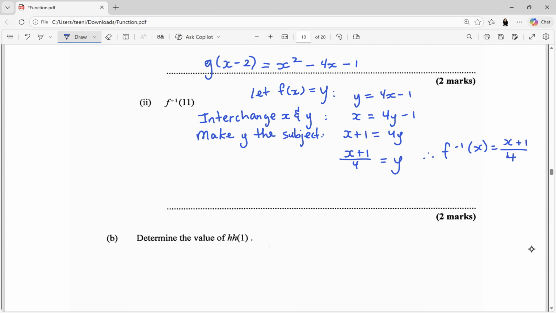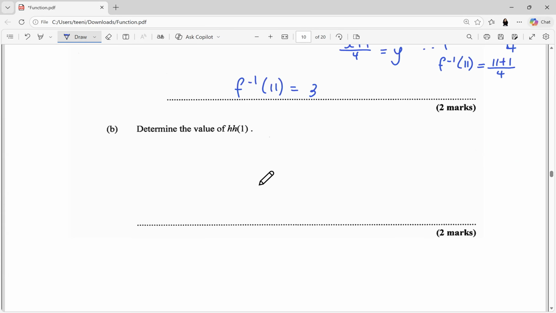And now to find f inverse of 11, you simply substitute 11 into that function. So 11 plus 1 is 12, and 12 divided by 4 is 3. So f inverse of 11 is equal to 3.